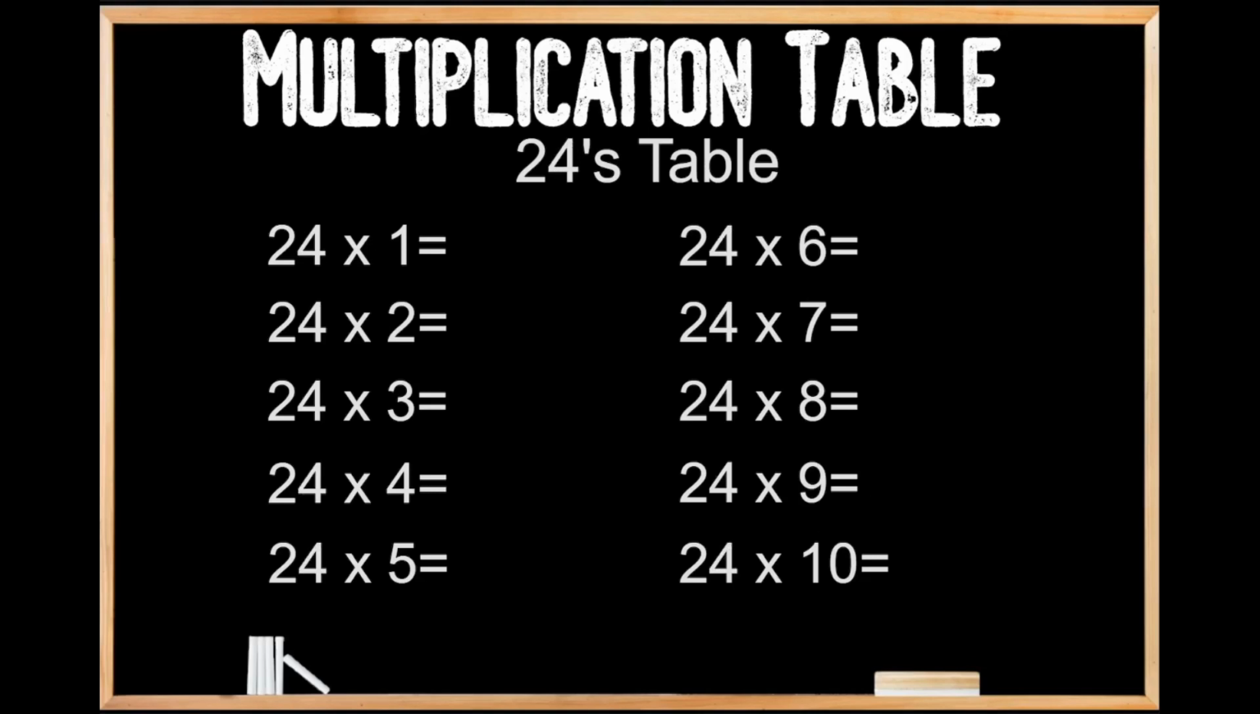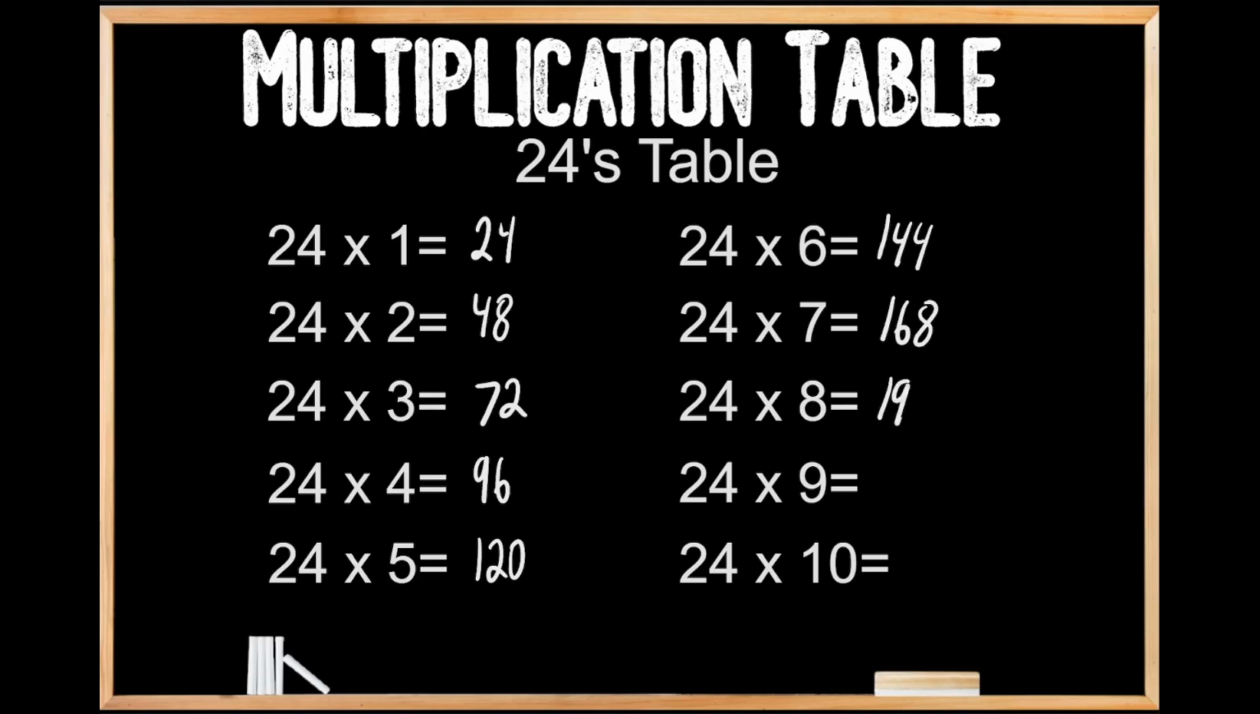24's table. 24 times 1 is 24. 24 times 2 is 48. 24 times 3 is 72. 24 times 4 is 96. 24 times 5 is 120. 24 times 6 is 144. 24 times 7 is 168. 24 times 8 is 192. 24 times 9 is 216. And 24 times 10 is 240.